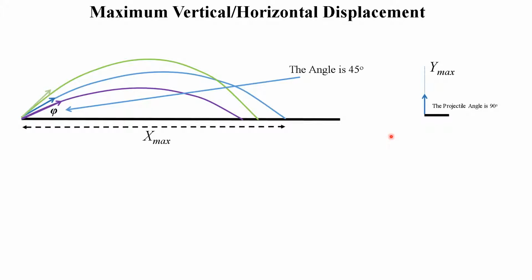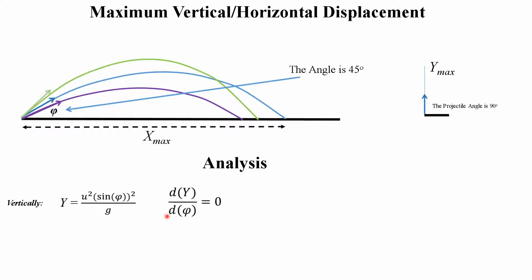And both analyses can now be carried out below. Vertically, this is the equation we had before. If you take the differentiation with respect to theta or phi, because this is the only variable here, and you assume the initial velocity or speed is the same, then after some simple calculus cosine of the angle will become 0 and the angle will be equal to 90 degrees, which is fairly easy, and this is compatible with the one we discussed.